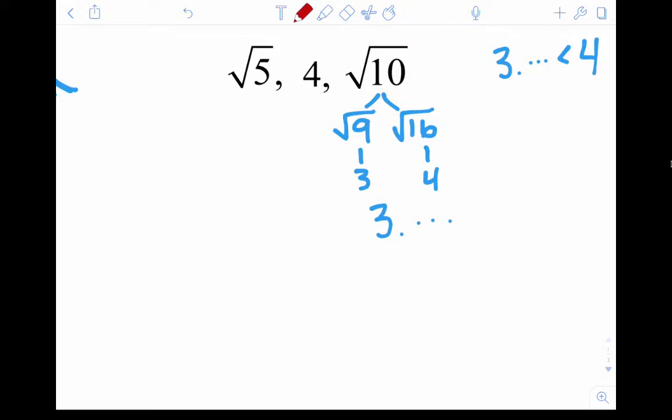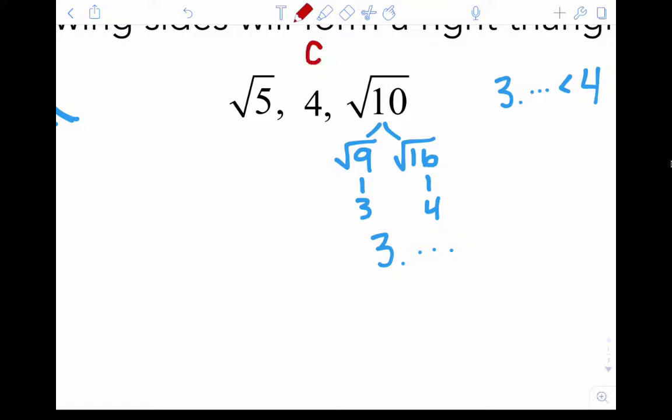So that means that 4 is going to be my C value, square root of 5 is the A, and square root of 10 is the B. They're not always going to be given to you as A, B, and C. Sometimes they're going to be in a different order, and so you need to figure out which is which. If you choose the wrong C value, then your problem's not going to work out the way it's supposed to.